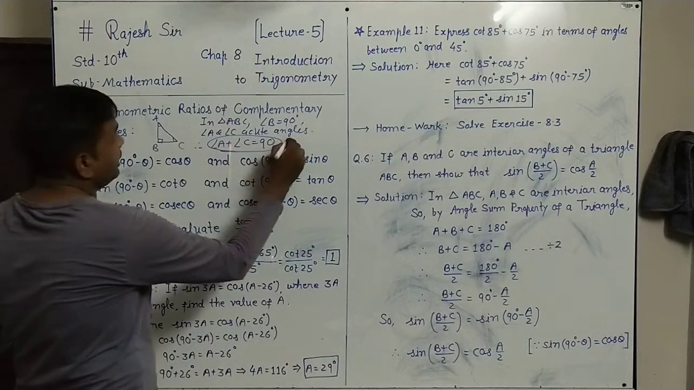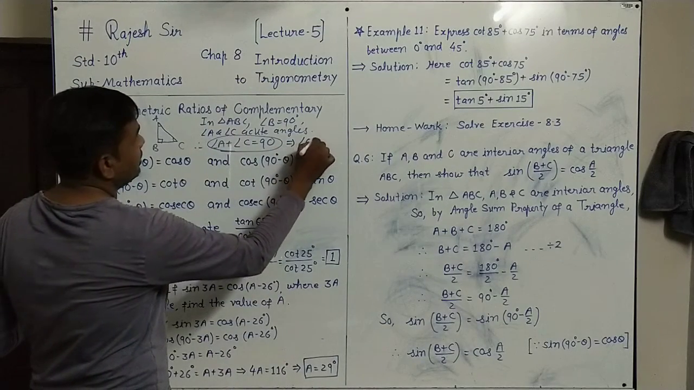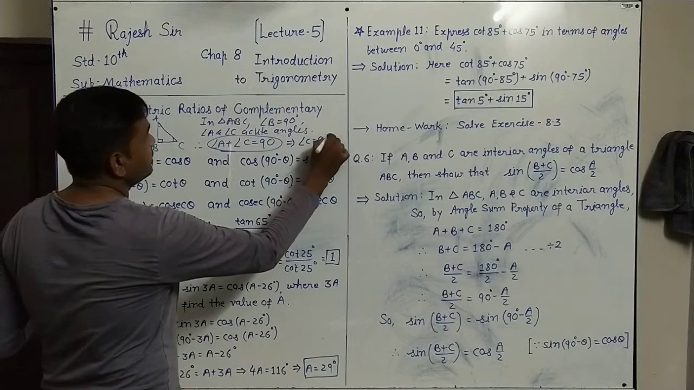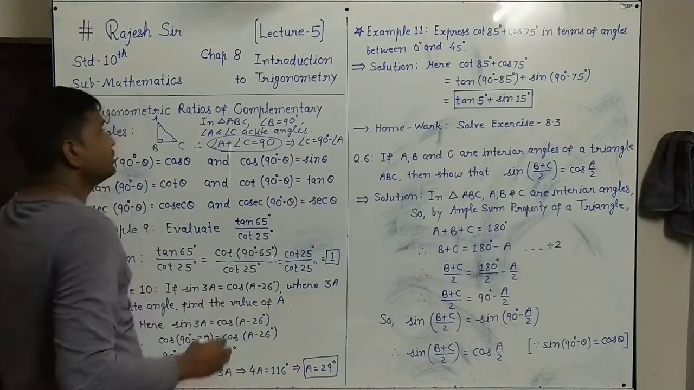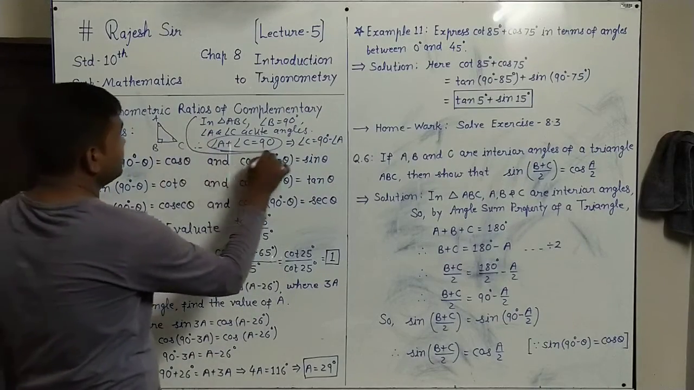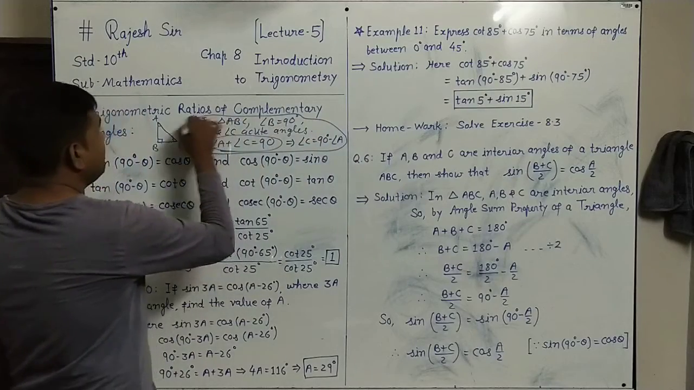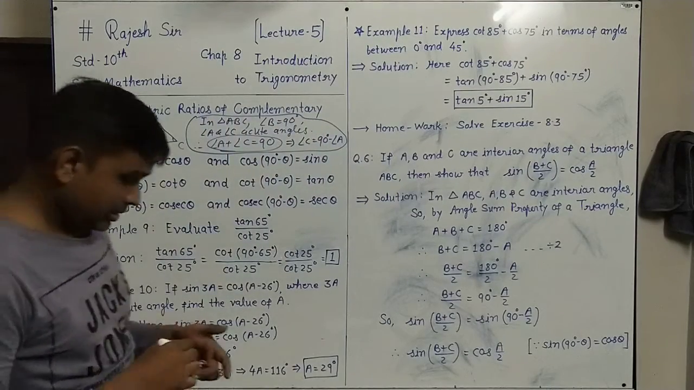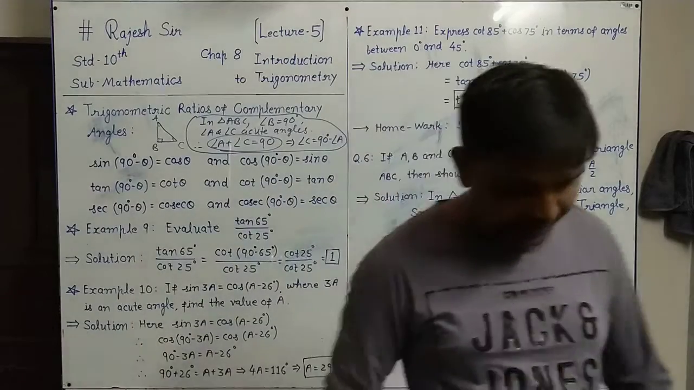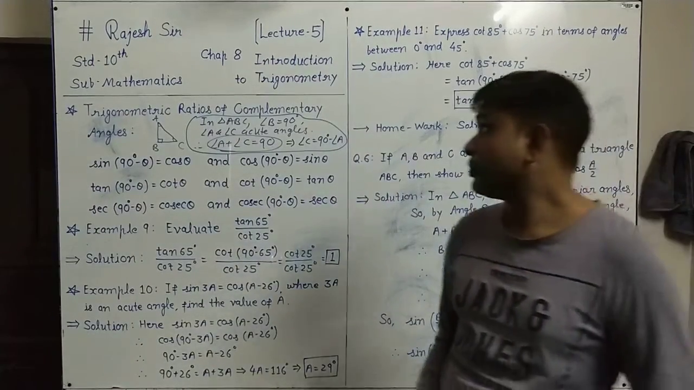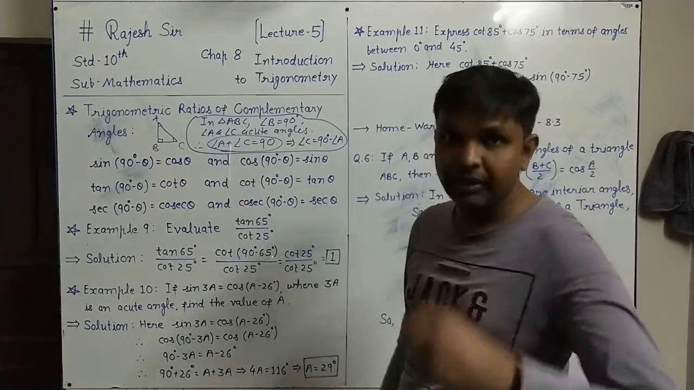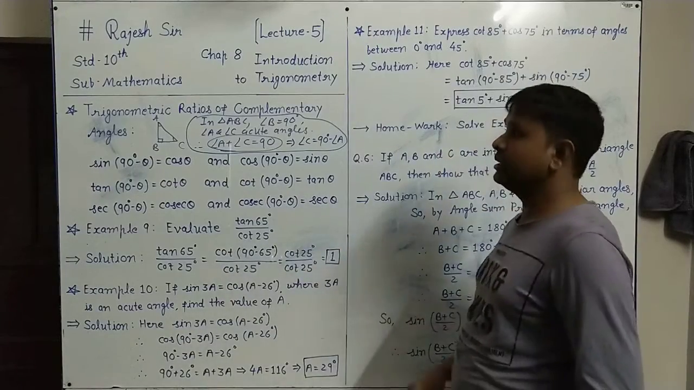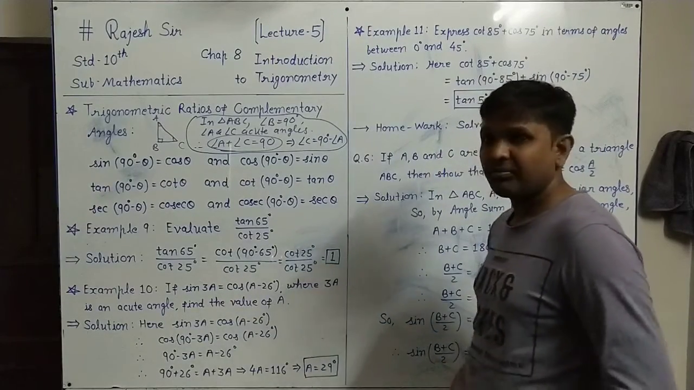Angle C can also be written as 90 minus angle A. So two angles whose sum is 90 degrees are called complementary angles. For these two remaining acute angles, let us see what relation we get in this lecture.